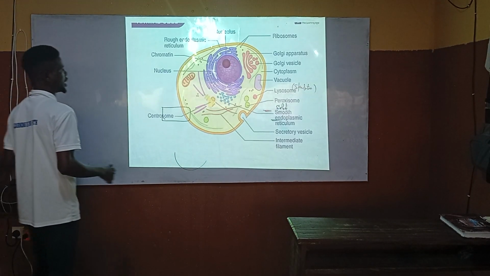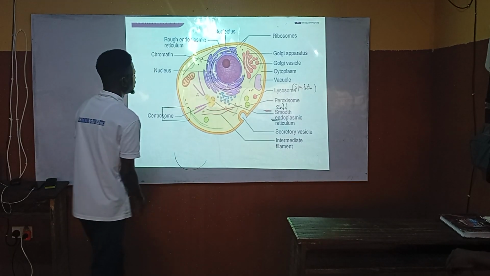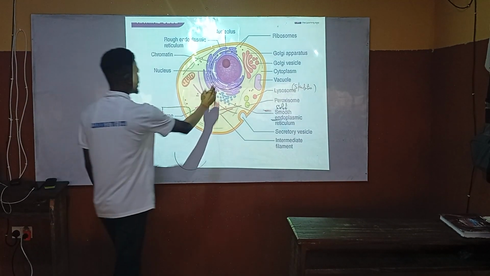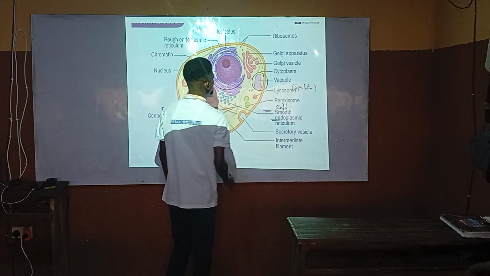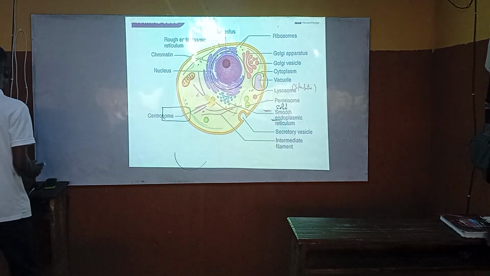Then for animal cell, you can see the nucleus is at the center. Then we have the vacuole just by the side. You can see the small vacuole. So small vacuole in animal cell, large vacuole in plant cell.